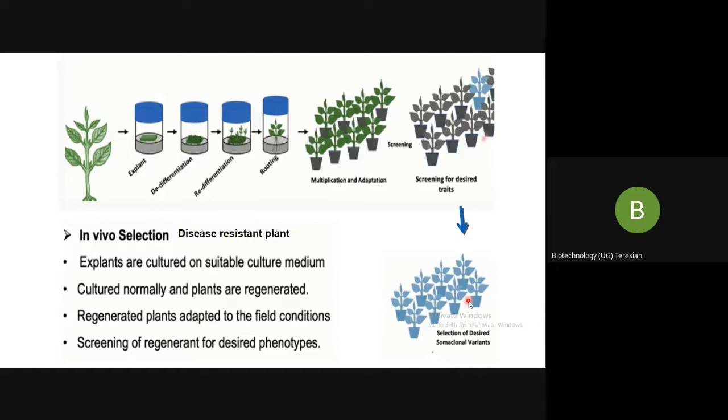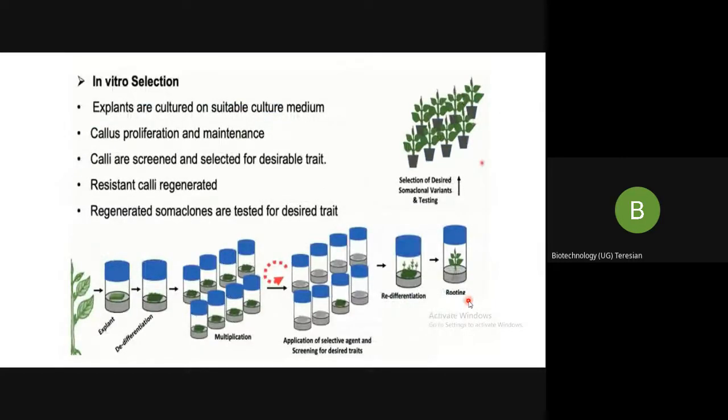Okay. Now we shall deal with in vitro selection. We'll see what in vitro selection is all about. In vitro, the selection is done at the in vitro culture stage. Here also we have taken the eggplant, right? The callus is developed, and several small pieces of the culture of this callus are put to multiply.